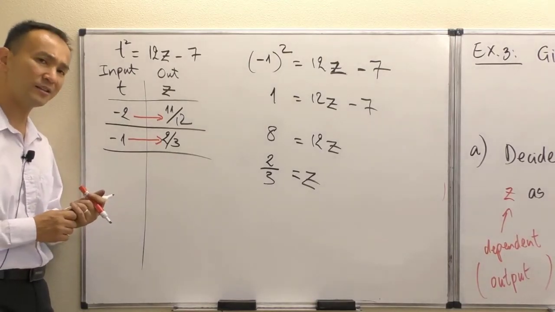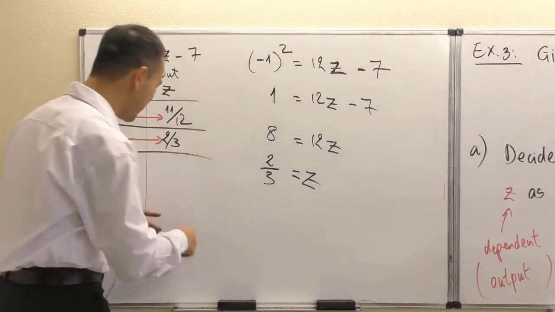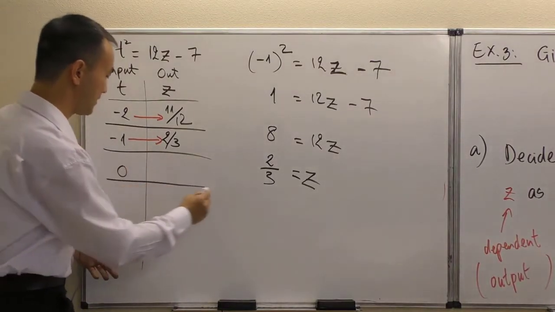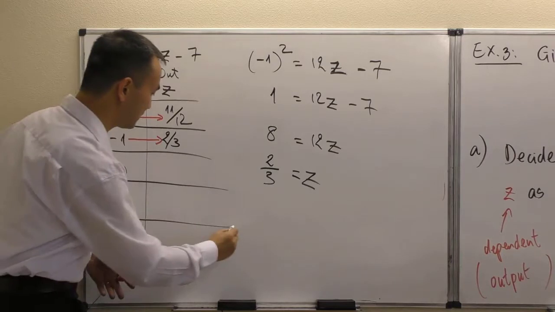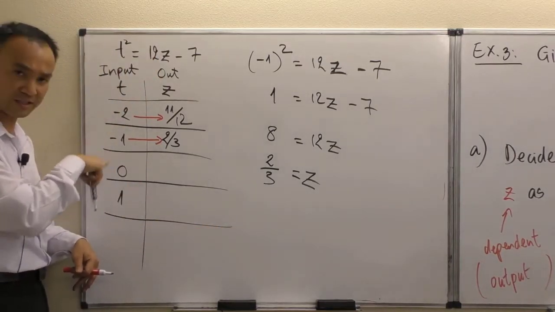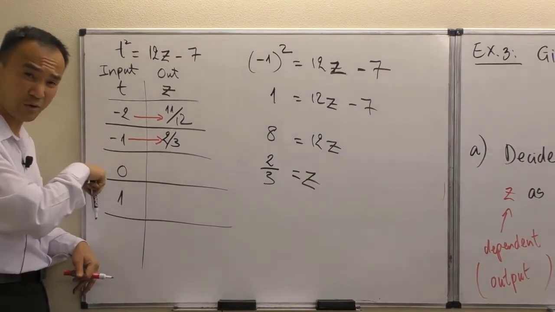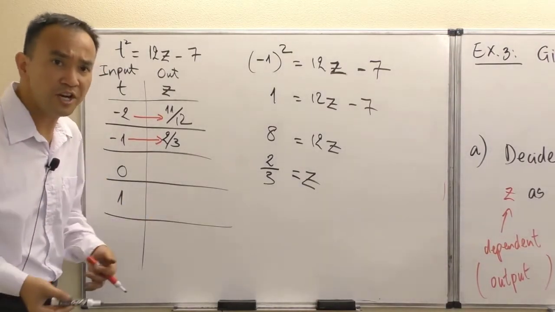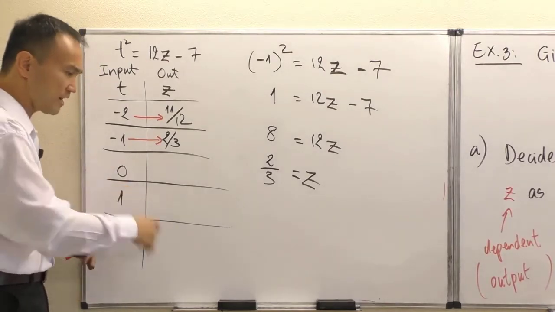Just to make sure of one thing, we can try another one, like 0 for t. And we can try a positive 1. But notice in between these, between -1 and 0, there's a -0.5, and there's a -0.25. There are still many other values that we didn't reach. Okay, let's try these.